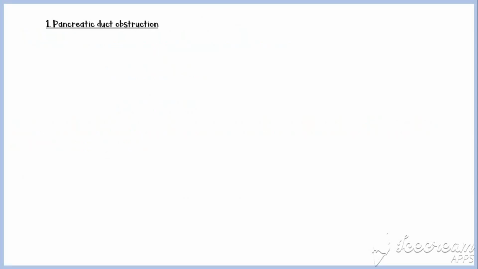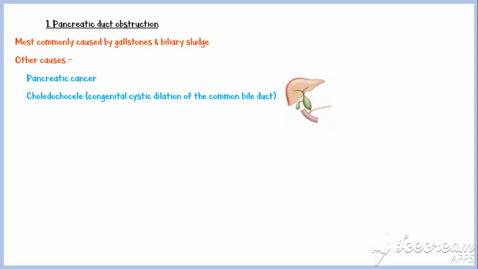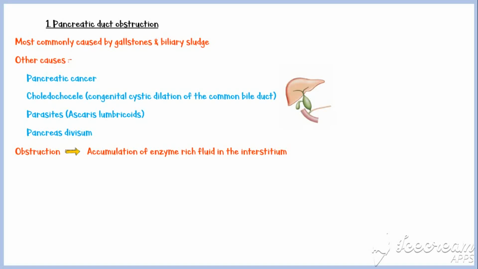Pancreatic duct obstruction is most commonly caused by gallstones and biliary sludge. Other causes of pancreatic duct obstruction include pancreatic cancer, choledochocele, or congenital cystic dilation of the common bile duct, parasites such as Ascaris lumbricoides, and pancreas divisum. Whatever the cause, obstruction leads to accumulation of enzyme-rich fluid in the pancreatic interstitial tissue, which raises intrapancreatic ductal pressure.